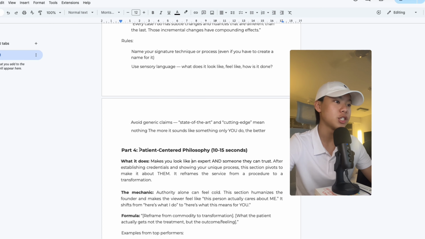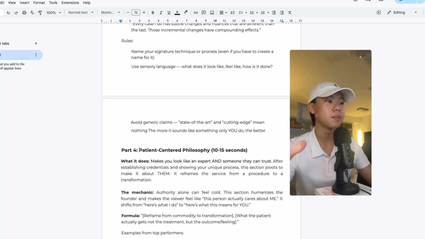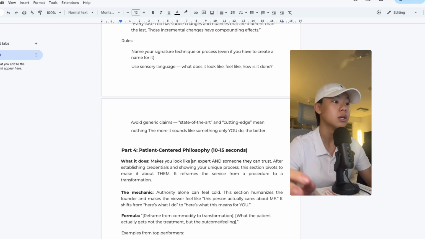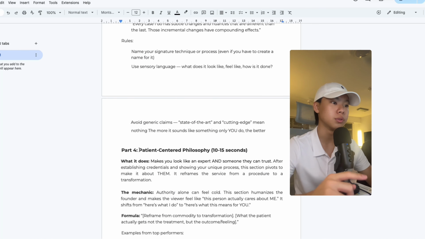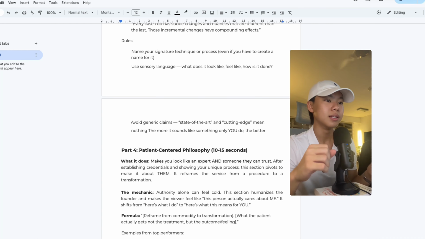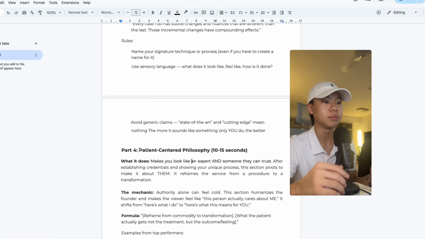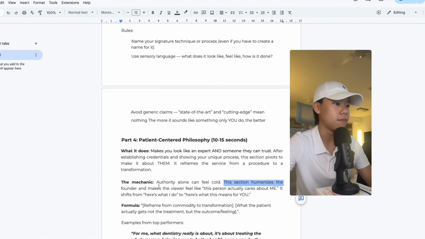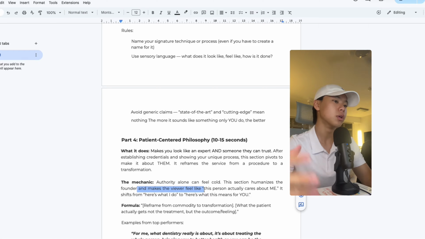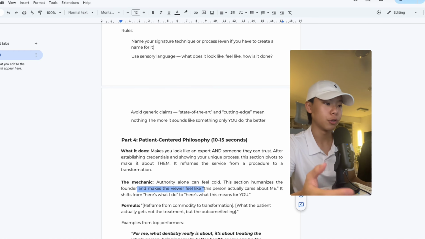Okay, part 4, patient-centered philosophy. This is going to be 10 to 15 seconds as well. What it does is basically make you look like an expert and someone that your patient can trust. After establishing your credentials and showing your unique process, this section pivots to making it about them, the audience. It reframes the service from a procedure to a transformation. This section humanizes the founder and makes the viewer feel like this person actually cares about me. It can go from here's what I do to this is what it can mean for you.